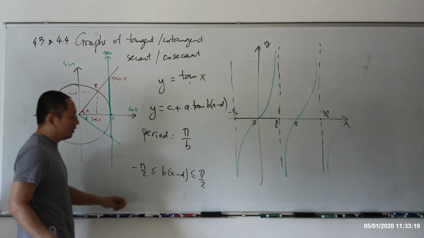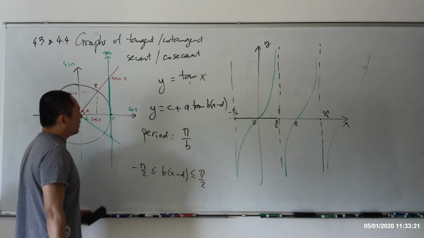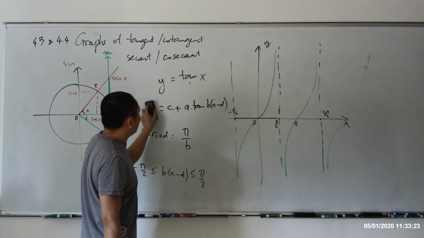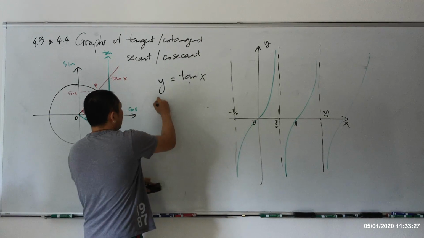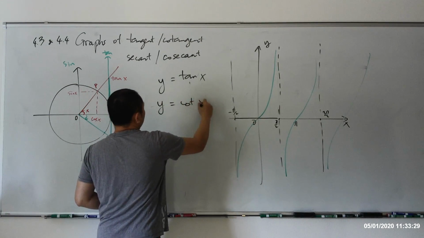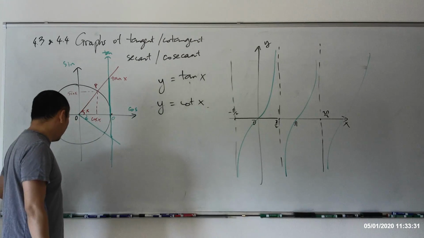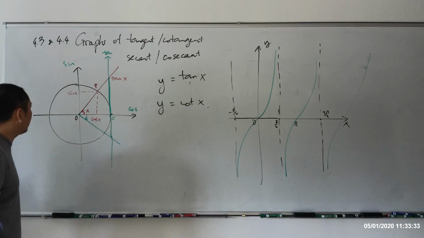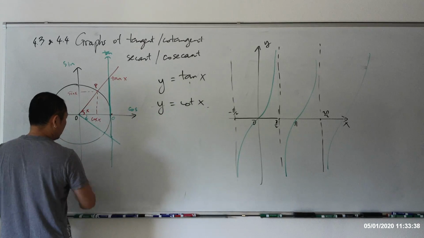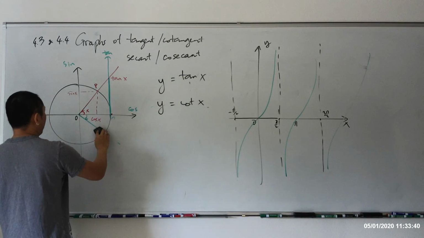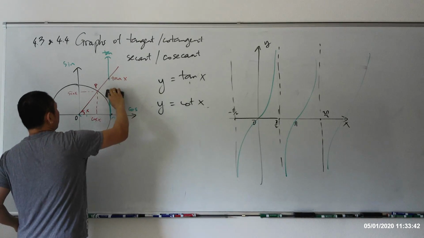Now let's move on to cotangent. It's pretty much the same way. Cotangent, right? Next graph is y equal to cotangent of x, and I claim that the idea for cotangent is very, very similar. Let me use the same graph right here so we can save some time.